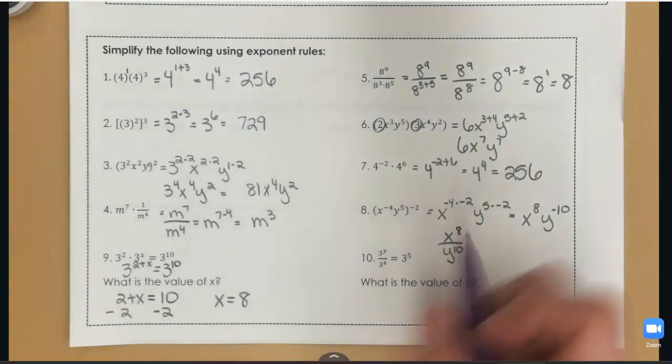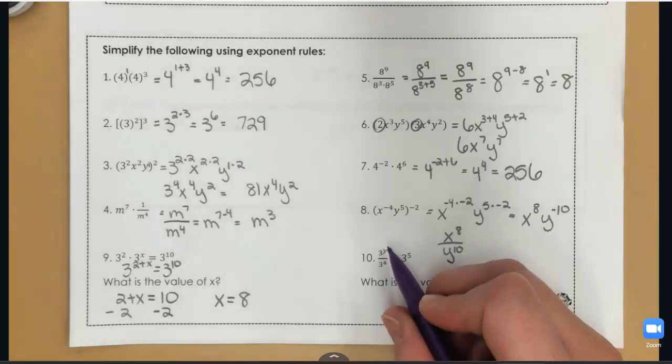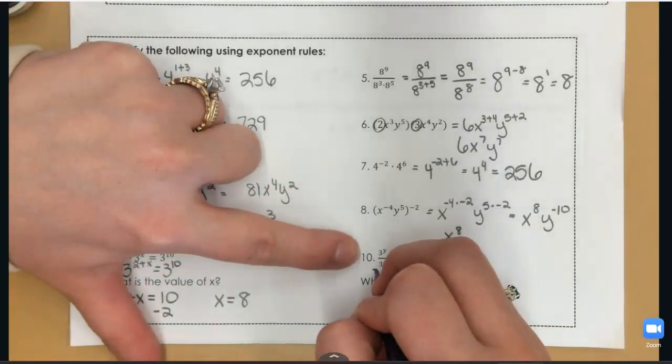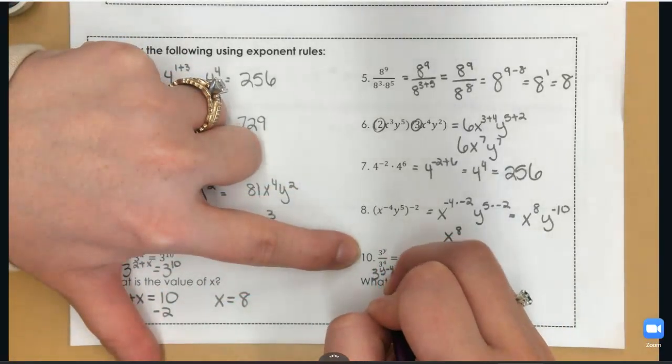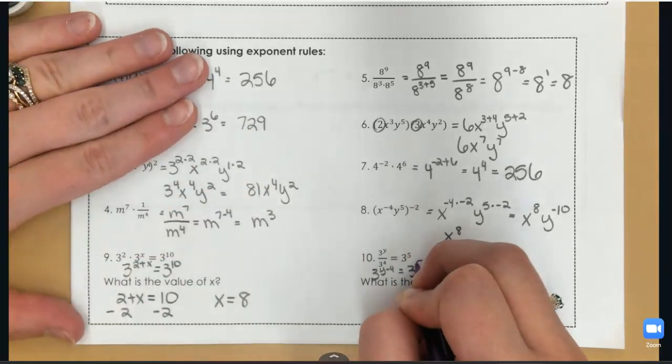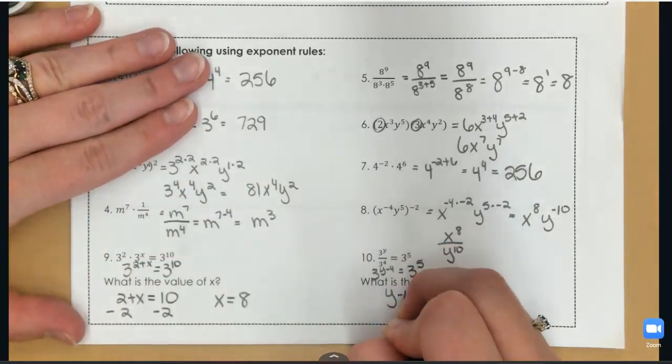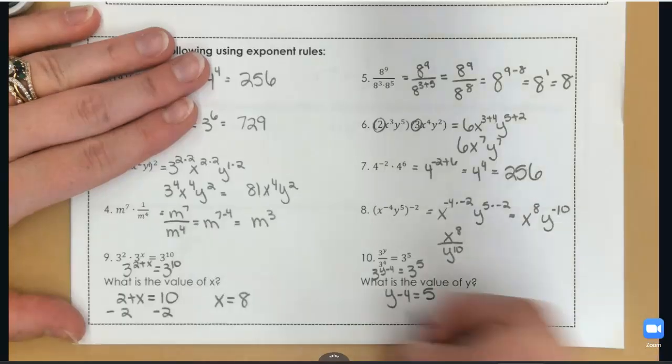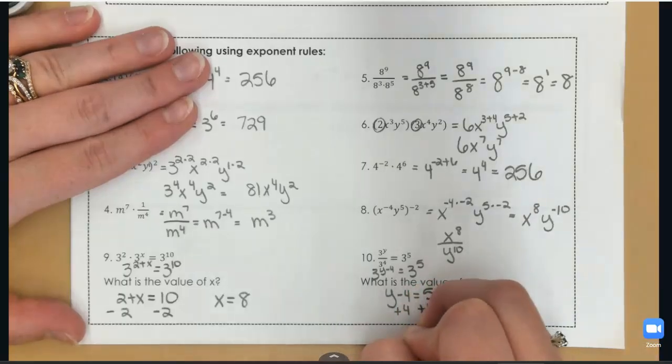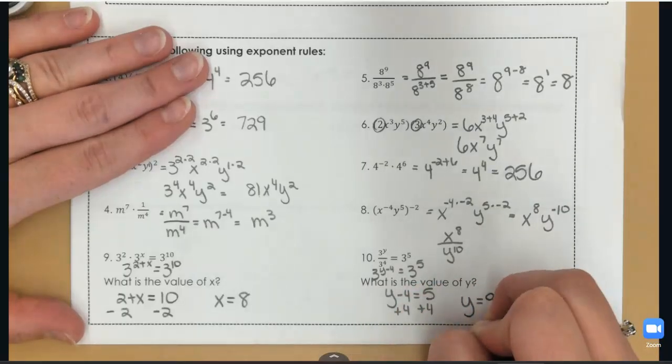10 is similar, except this is going to use our quotient rule instead. This is going to say that 3 to the y minus 4 has to be equivalent to 3 to the 5th. So that means that y minus 4 has to equal 5, and if I were to add 4 to both sides, I would get that y is 9.